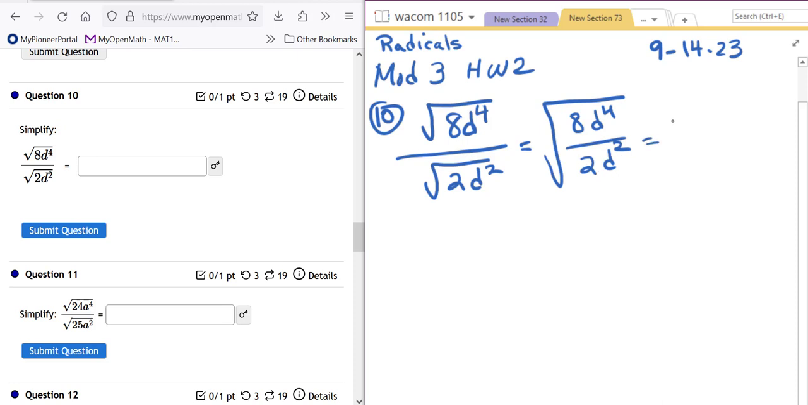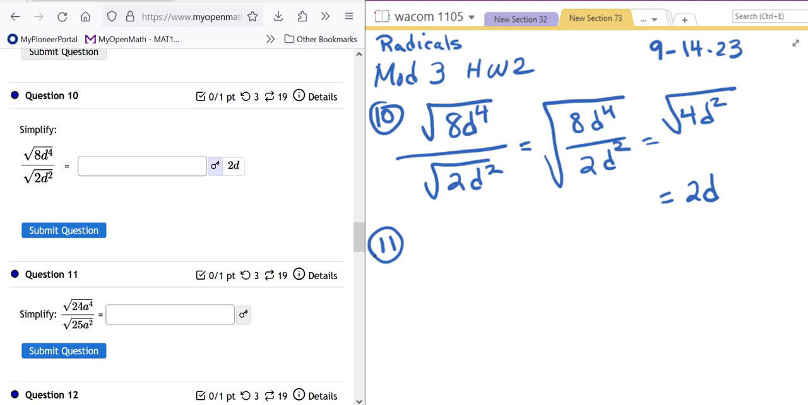So the 2 and 8 will go 4 times. The d's you'll subtract, and this is just on the numerator. And then these are perfect squares. So the square root of 4 is 2, and the square root of d squared would be just d. So that one works very nicely to put them back together. If you try to do them separately, you would be stuck right now because the square root of 2 would be left on that denominator, and it's not a perfect square. I'm going to try to do 11 right here also.